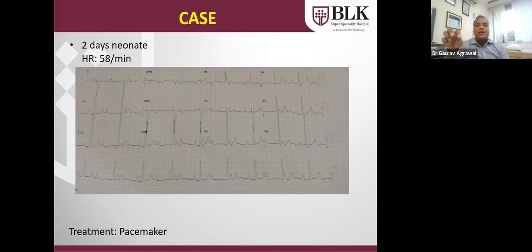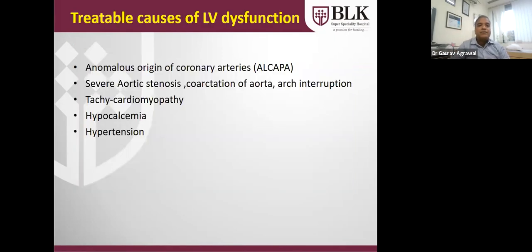Treatment is pacemaker. When the patient is having less than 55 or less than 70 beats per minute with structural heart disease, and when it is less than 55 with no structural heart disease, the treatment is pacemaker.